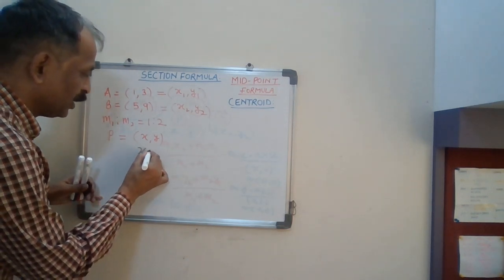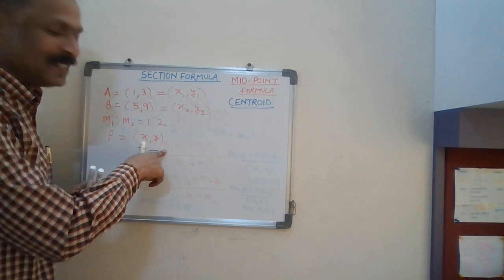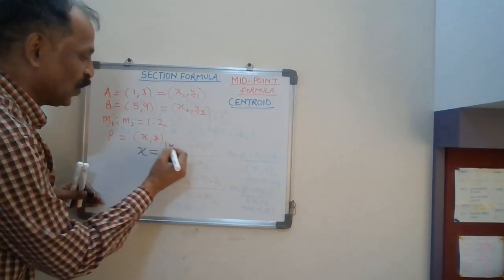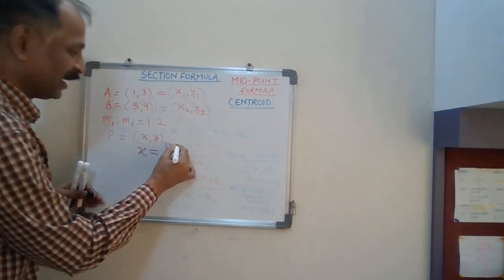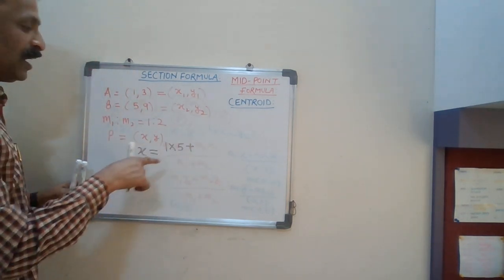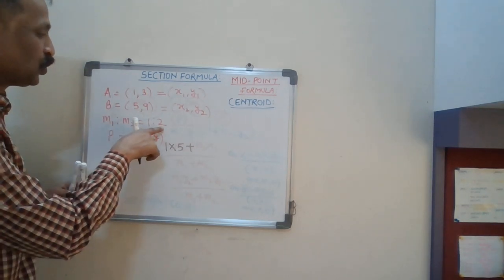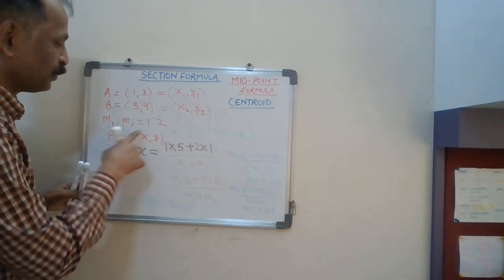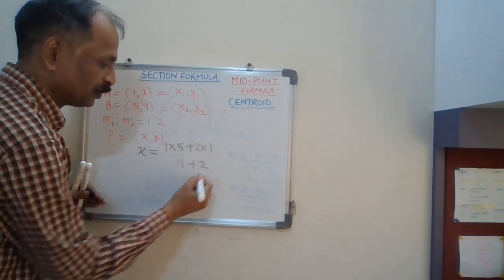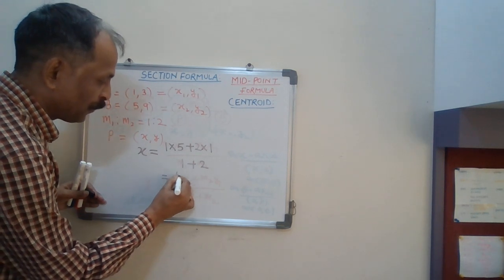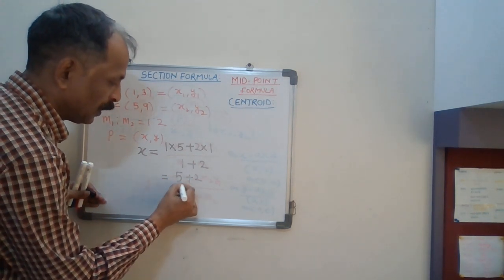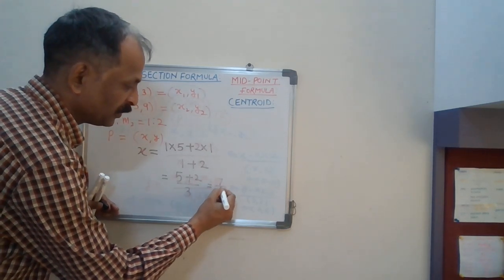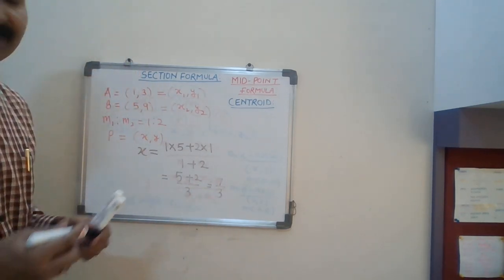So your X will be equal to, I am having this formula as you can see, M1 X2. So what is M1? 1. So 1 into X2 is 5 plus M2 X1. So what is our M2? 2 and X1 is 1 upon M1 plus M2. So 1 plus 2. So now you can find the value, 5 plus 2 upon 3, which comes 7 upon 3. So your answer is 7 upon 3.